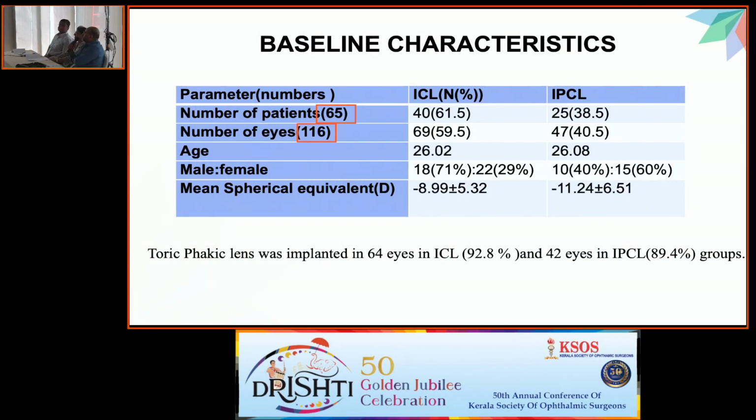But you should have the denominator. You should tell us the total number of procedures done during that study period. You tell us what is the denominator, then you can tell what is the numerator you have studied. So you can have a worst case scenario and a best case scenario. So number of patients 65, number of eyes 116. But how many were done during that study period? What was the denominator?